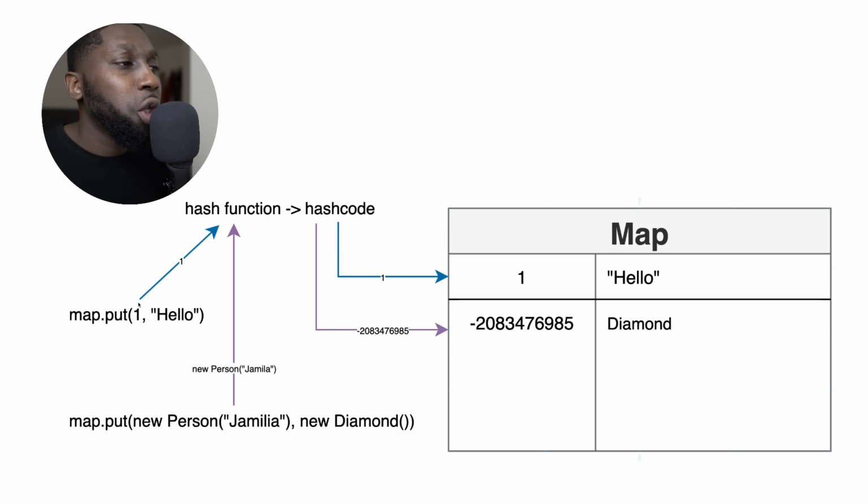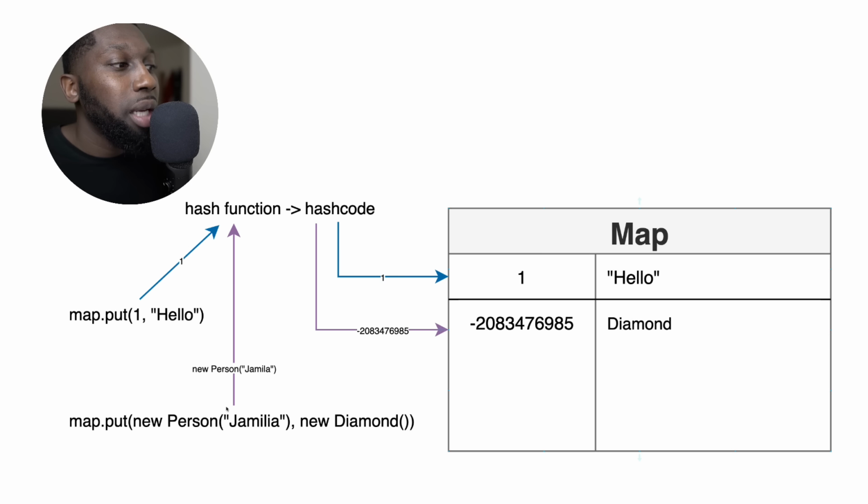Now, for integers, the hash code is the number itself, and you'll see this in a second. But for example, if you were to say map.put and a new person, Jamila right here. So this new person, Jamila, goes through the hash function associated with it. It produces the hash code. And in this example, you can see it's -2083476985. And basically this negative integer right here is what maps to this person right here called Jamila.